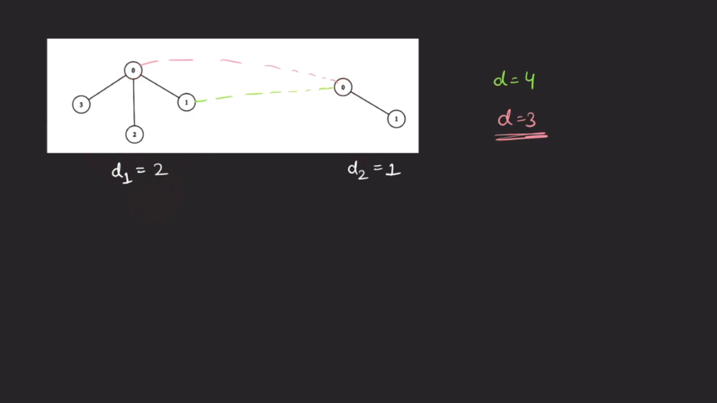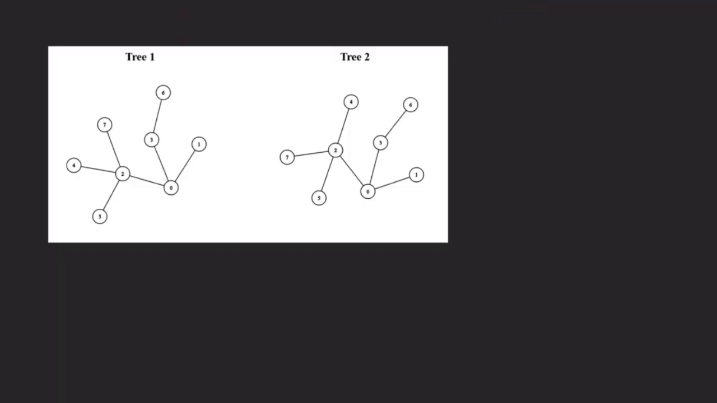Let's take another example to understand it better. If you see these two trees, let's find the diameter of the trees individually. For tree 1, which is the longest path? 1, 2, 3, 4. This is the longest path, so the diameter of the first tree is 4. Then what is the diameter of the second tree? 1, 2, 3, 4. So this is also 4.